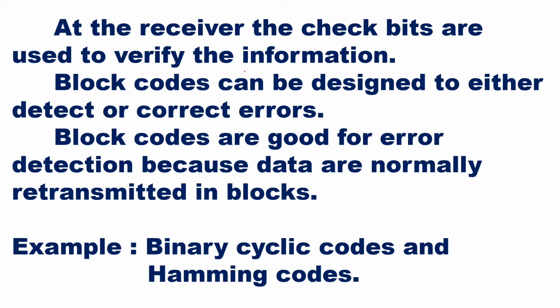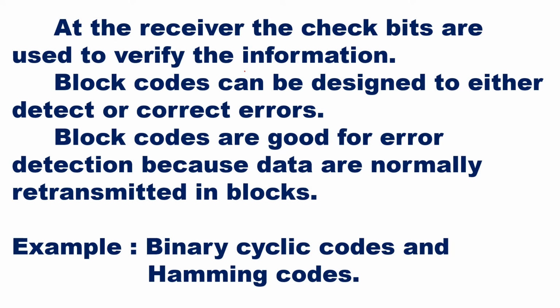Block codes can be designed to either detect or correct errors. There are many methods in block codes, and we will give examples afterwards. But these methods can either detect or correct errors. So detection of errors is possible, or correction of errors is also possible. Block codes are very good for error detection. More than error correction, this method is very good for error detection. It will identify where the error has occurred, because data are normally retransmitted in blocks. Because of that, they are very good for error detection.